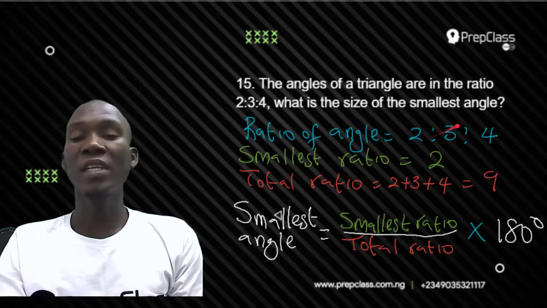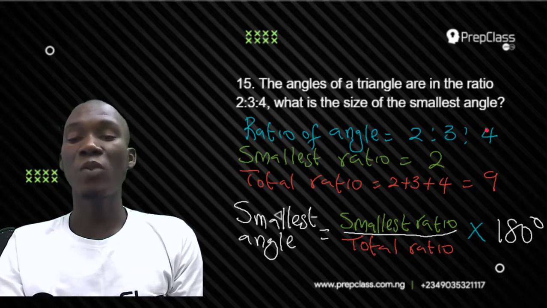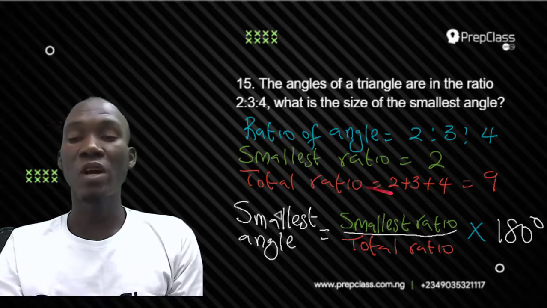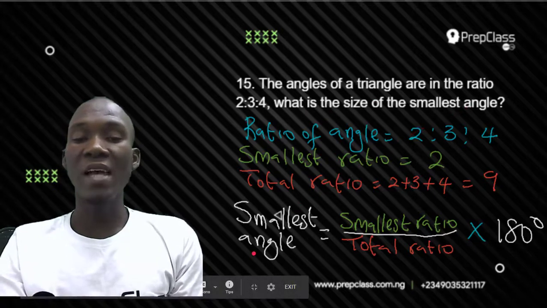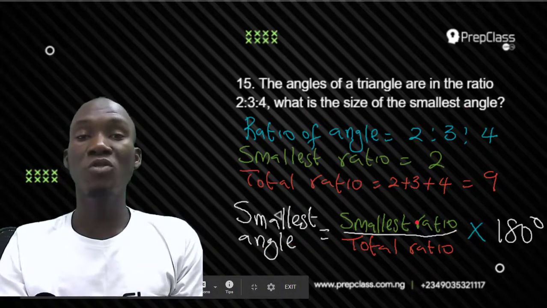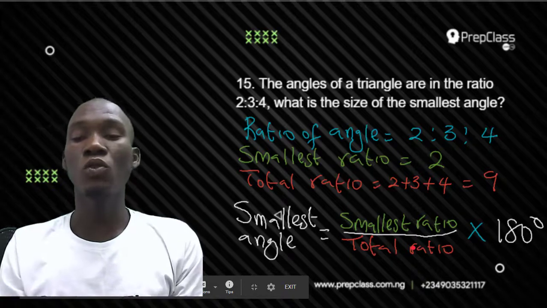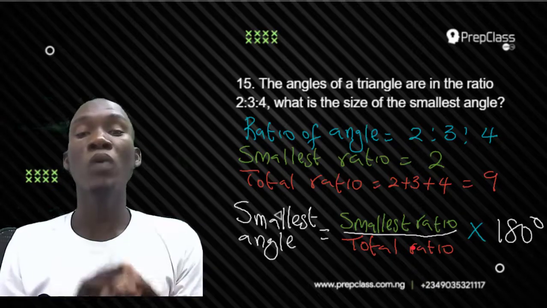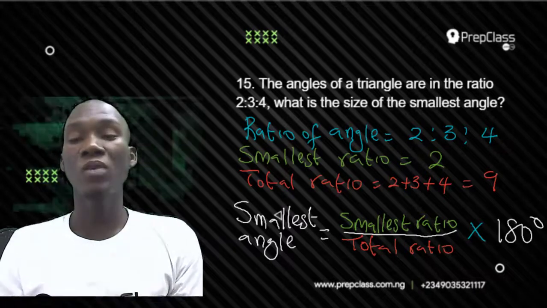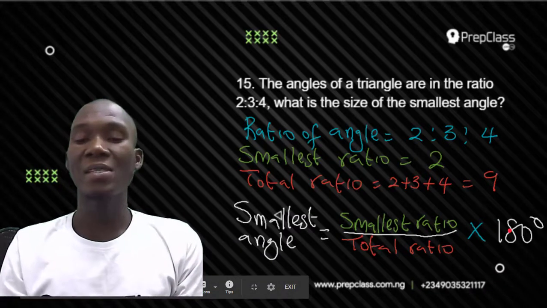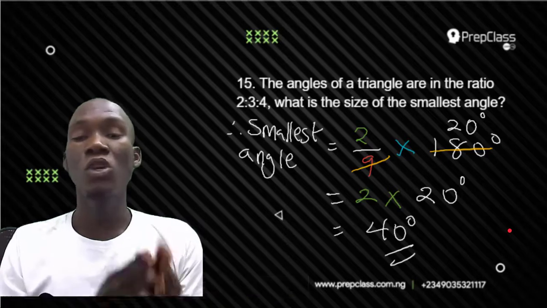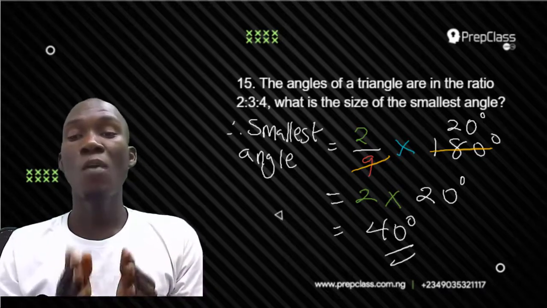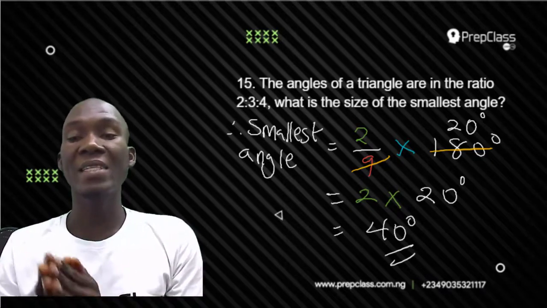So looking at the ratios, the total ratio is 2 plus 3, that is 5, 5 plus 4, and that is 9. So the total ratio is 9. Now, the smallest angle is equal to the smallest ratio divided by the total ratio multiplied by the total angle in a triangle. And the total angle in a triangle is 180 degrees. So inputting our values, the smallest angle is equal to 2 over 9 multiplied by 180 degrees.